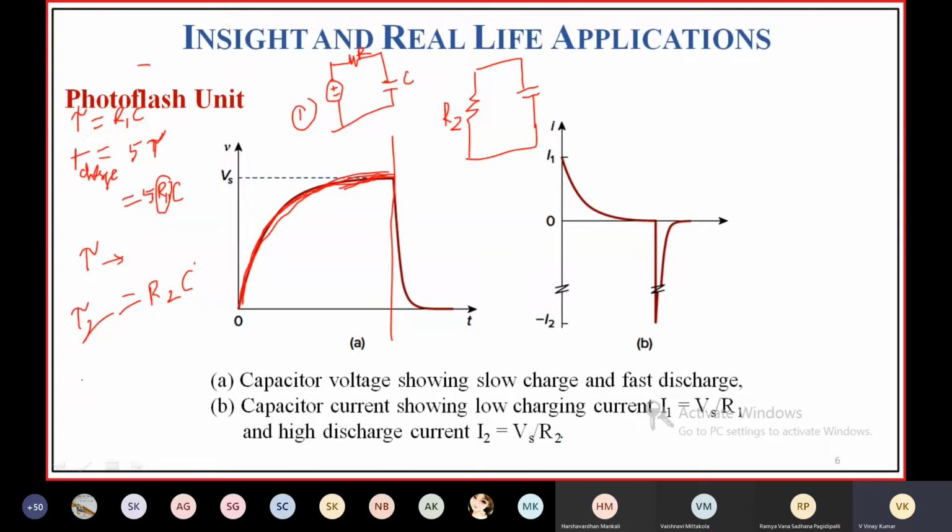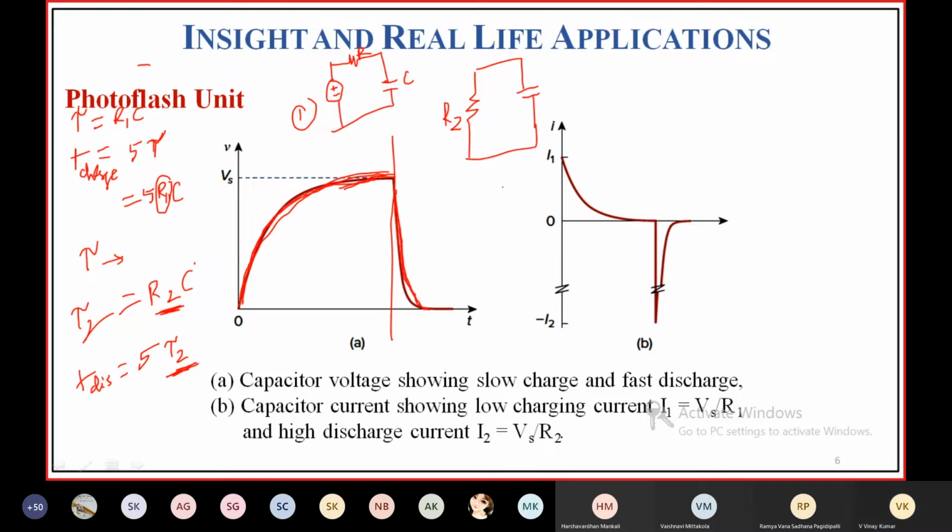Now what is the time taken by the capacitor to get discharged? T discharge is equal to 5 times the time constant. Here R2 is a very low value, then tau 2 would be very low. If tau 2 is very low, you're going to have a faster response. The lower the time constant, the faster the response.